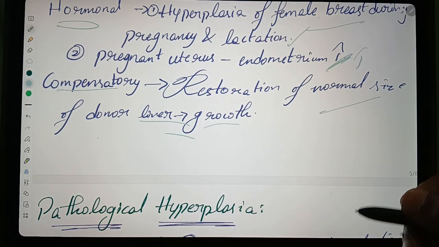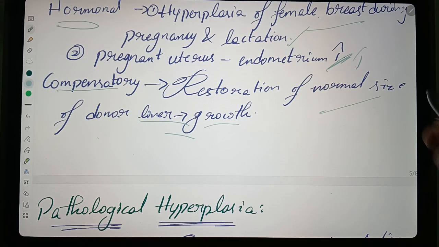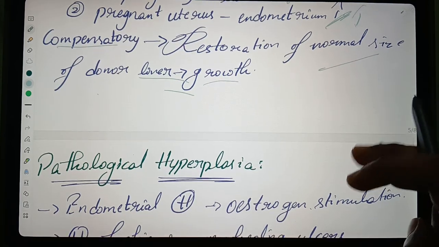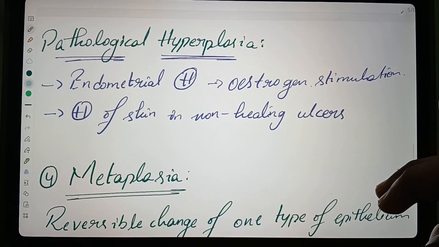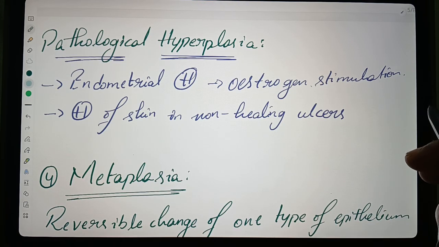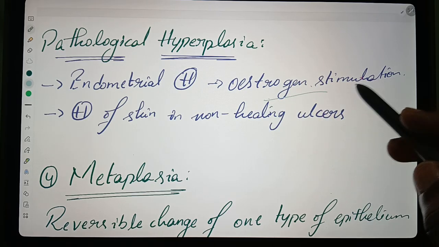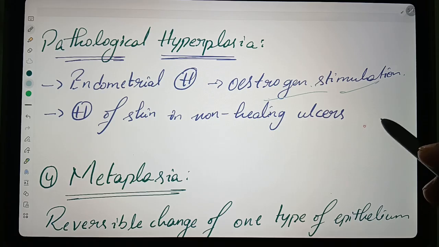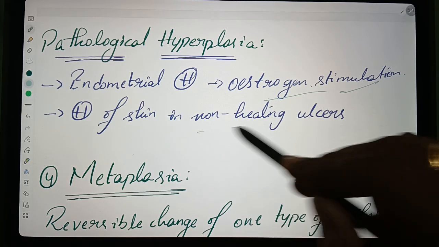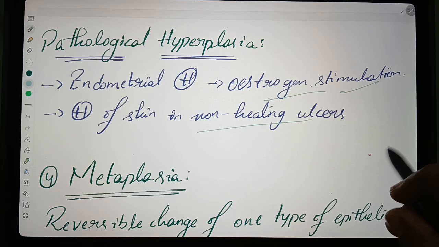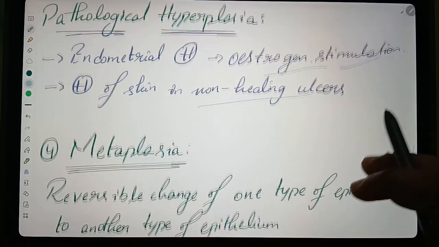We all know the liver grows back if it is resected or after any surgery. Coming to pathological hyperplasia, there is endometrial hyperplasia due to estrogen stimulation, and hyperplasia of the skin in non-healing ulcers, where there is an increase in the number of cells.